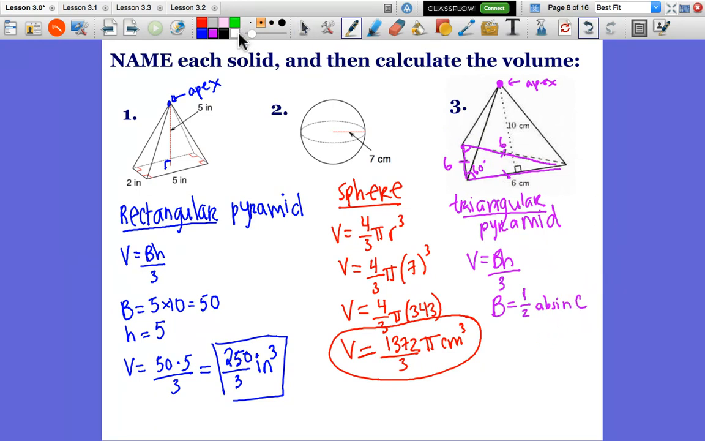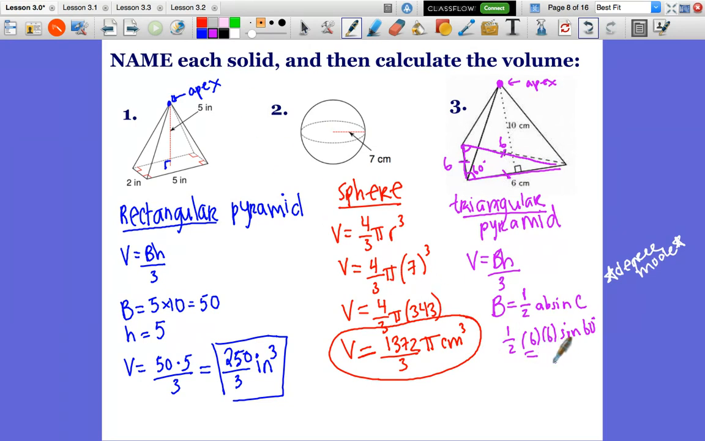Don't forget that you should be in degree mode because we're using trig. So it's going to be 1/2. The two sides are going to be 6 times 6 times the sine of 60, the angle between them. So the area of the base, I'm in degree mode, 1/2 times 6 times 6 times the sine of 60.